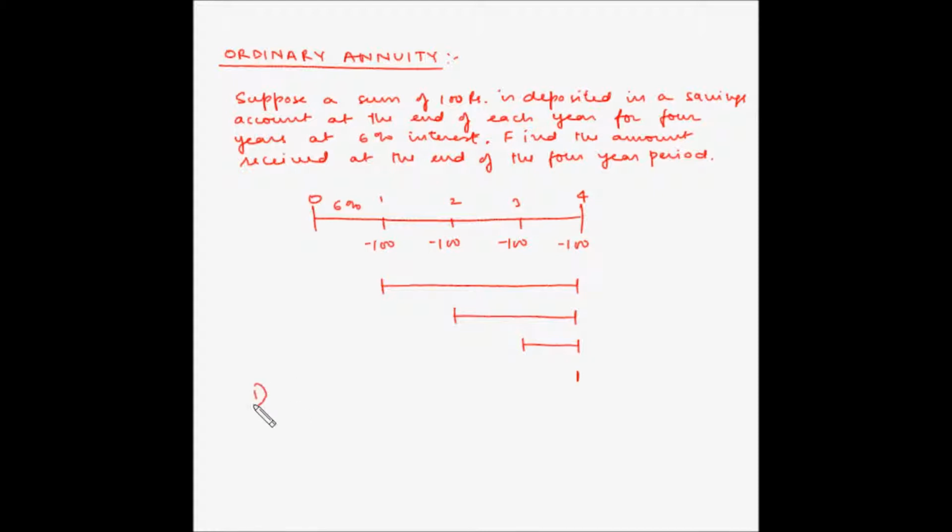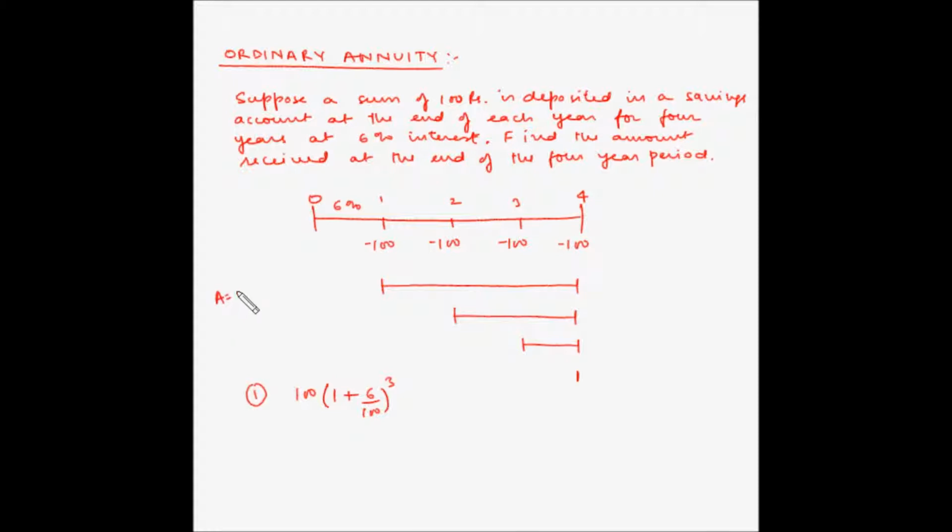First we'll take this 100 rupees, which is going to grow for the next 3 years at 6% interest per annum compounded annually. So 100 is the amount, times 1 plus r by 100, where r is 6, to the power n. This n is 3 years, because this 100 will grow for this year, then this year, and then this year. So 3 years. Now what is this? This is nothing but the formula for compound interest.